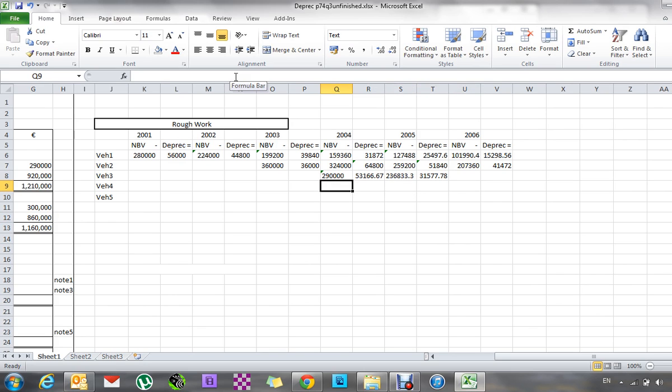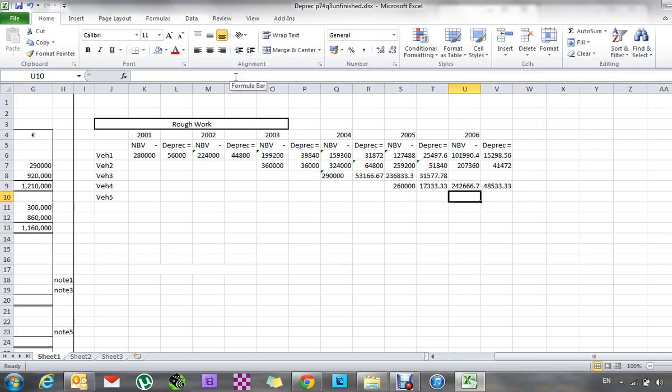Then we have vehicle 4. So vehicle 4 was bought to replace this vehicle, and that would have been bought in 2005. Vehicle 4 is worth 260, so its net book value at the beginning is 260. The depreciation is going to be 260 times 20%, which is a full year's depreciation. But I only had it for 4 months, so I'll multiply it by 4 over 12, or 1/3. So the following year, its book value at the beginning of the year is that, and I'll multiply that by 20% for my depreciation for that year.